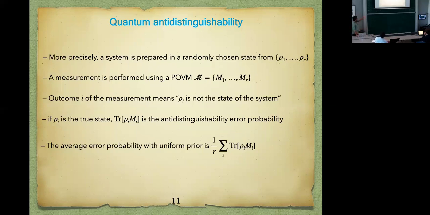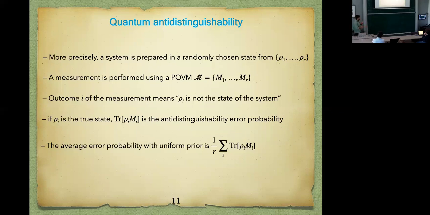Yes. So more precisely, we have a system prepared. For the purpose of the talk, we'll assume a uniform prior on the given states. So suppose a state is chosen uniformly at random from ρ1 up to ρR, and a system is prepared. You can perform a measurement using a POVM, which will be a set of R positive semi-definite operators. And outcome i of the measurement says that ρi is not the true state of the system.